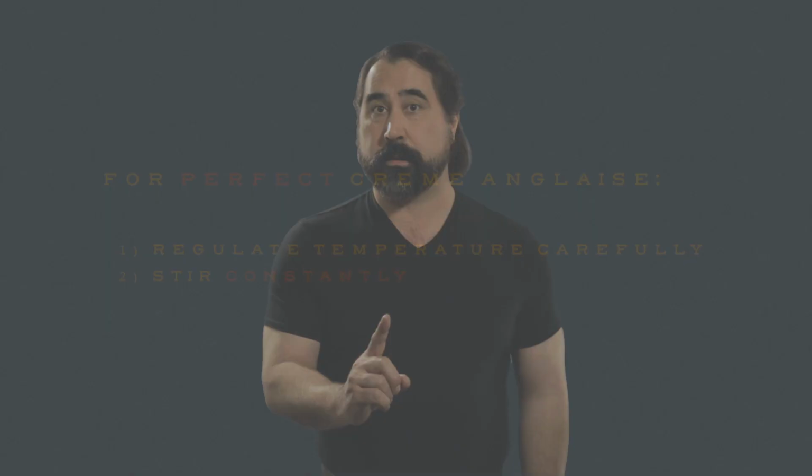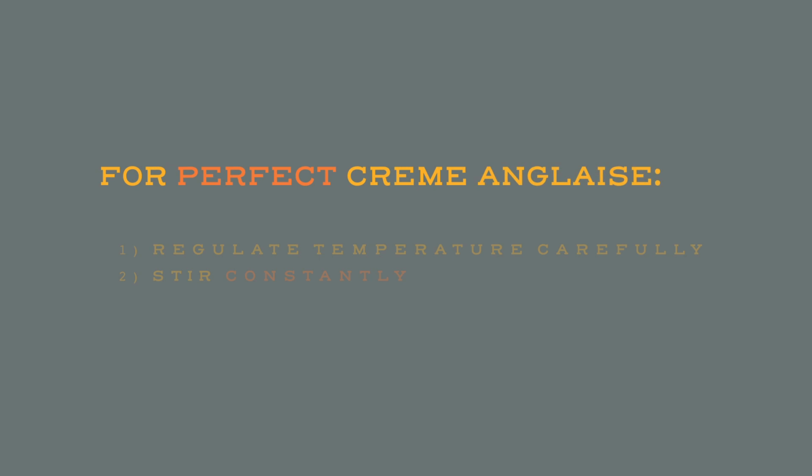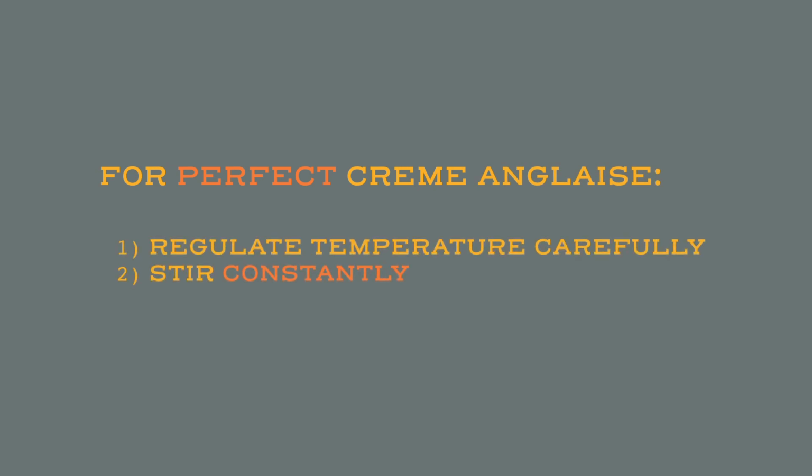Creme anglaise curdles easily because you're cooking the custard right at the temperature where eggs coagulate. If you're not careful, your creme anglaise will become scrambled eggs. For perfect creme anglaise, you must regulate the temperature carefully and stir constantly. Your stirring helps the egg proteins bind together in emulsion with the milk and cream.